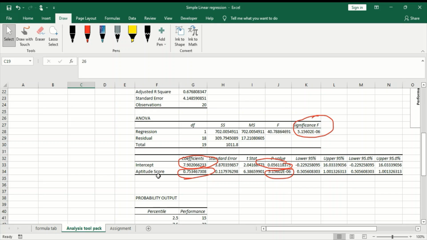So in this class, we have learned the theoretical basis for the regression line, and we have also learned the simple regression line using two methods, that is the formula tab and the analysis toolpack. So bye for now and see you in our next video.